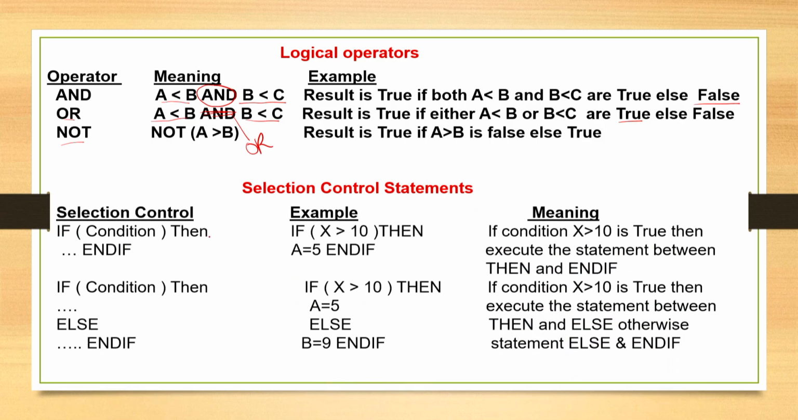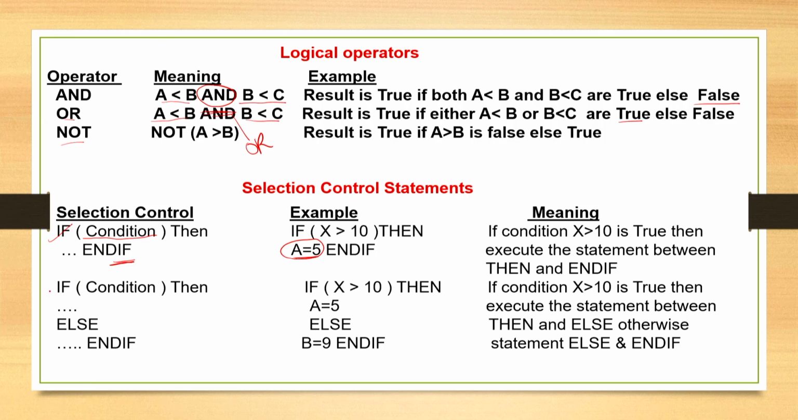that I have already used in finding the largest among the two numbers and the largest among the three numbers. There I have used the if statement. So if a condition is there, then you have to execute something. It means if x is greater than 10, then the value 5 is assigned to a.